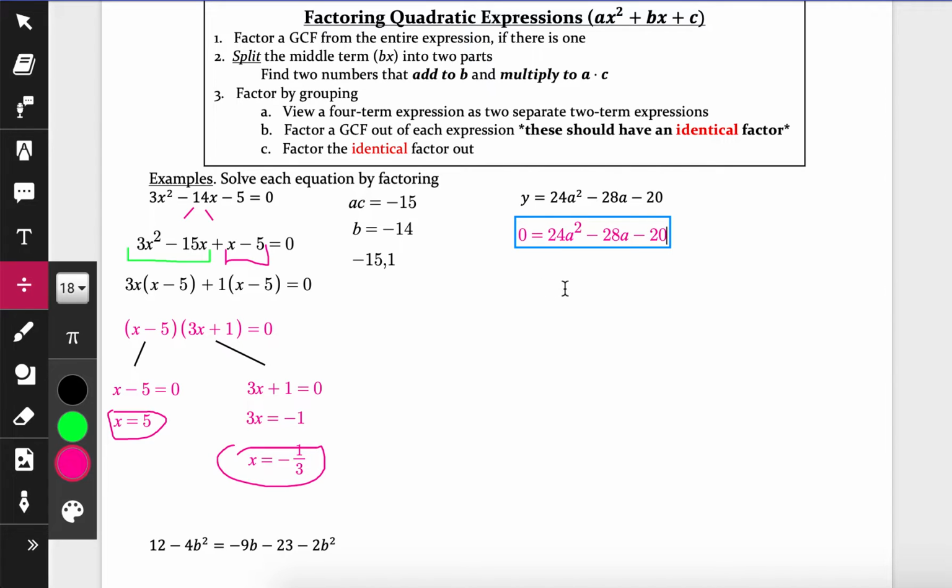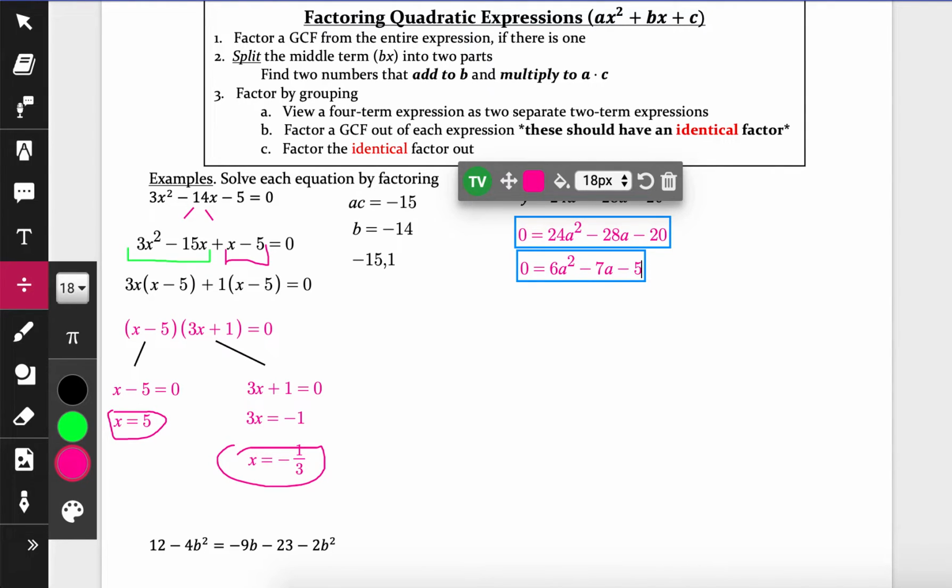This is already in standard form, but we also want to divide out a GCF if we can. So the first thing I'm going to do is notice that 4 goes into all of these. So I'm going to divide everything by 4 and get 6a squared minus 7a minus 5.